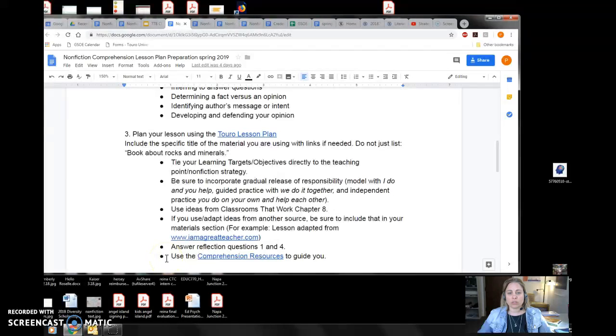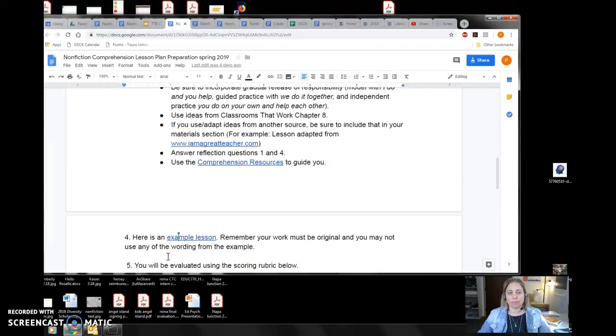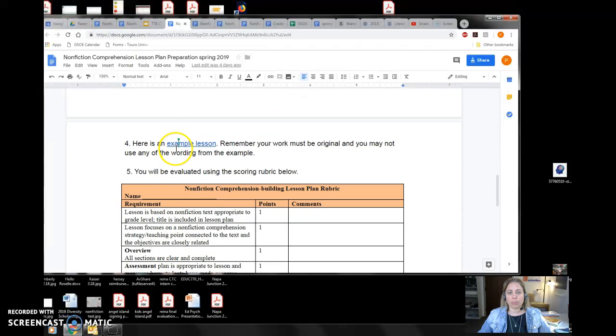If you need additional resources to guide you, there's more comprehension resources linked in this assignment guideline. There is also an example lesson.